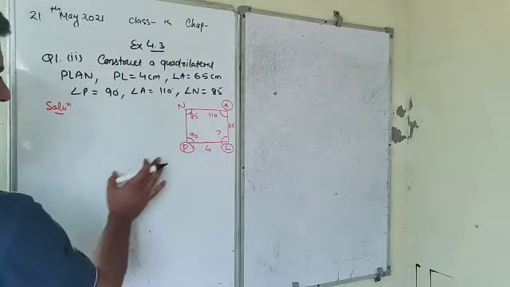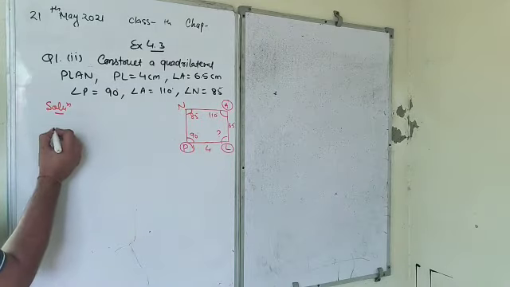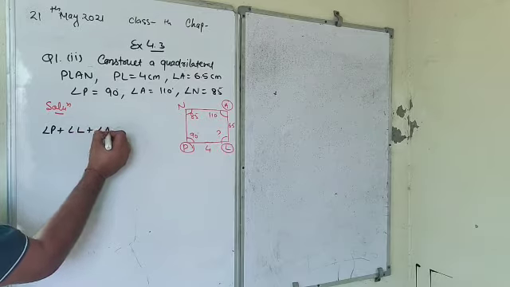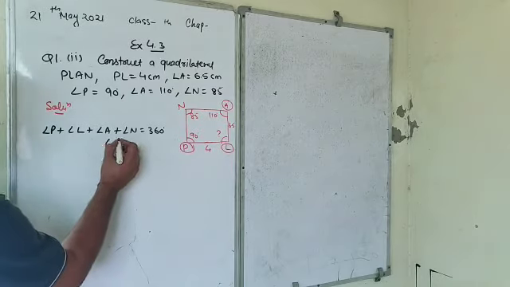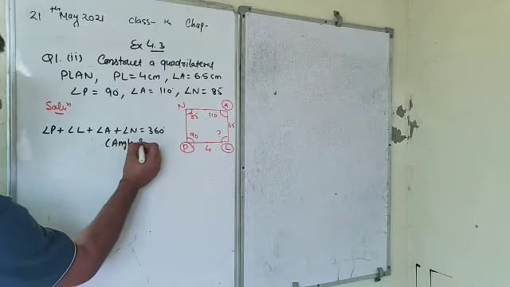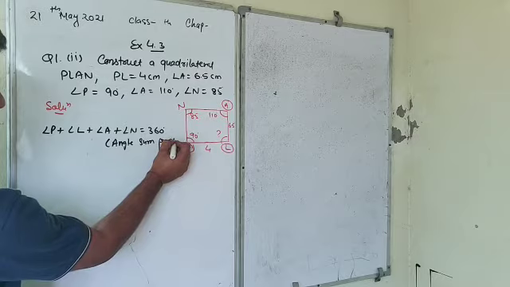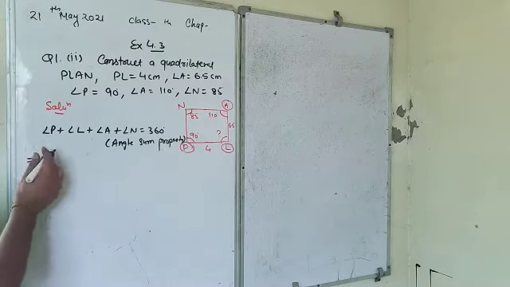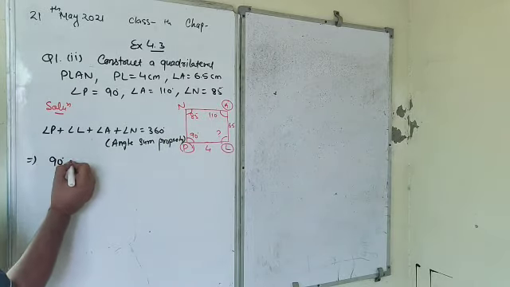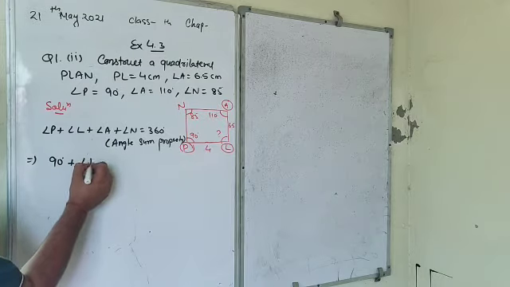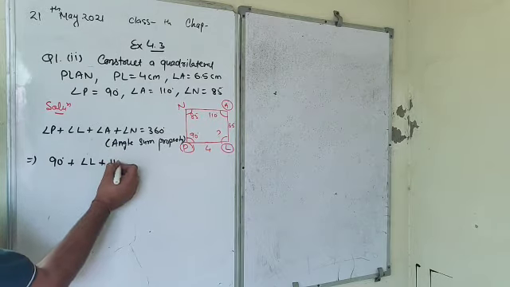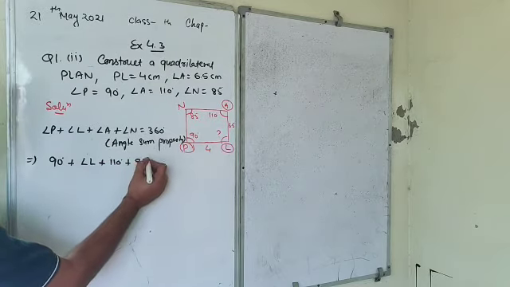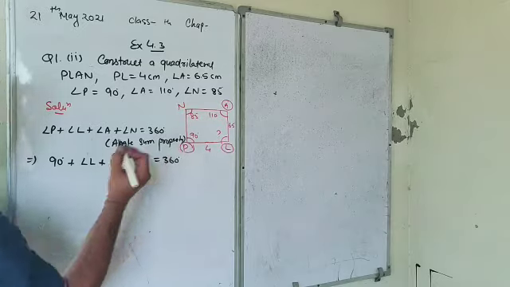In the first step, we will find the angle L. Angle P plus angle L plus angle A plus angle N is equal to 360 degree. By which property? By angle sum property. So by the angle sum property, angle P is 90 degree. L is not known, so we write L as it is. Angle of A is 110. Angle of N is 85. Is equal to 360 degree.